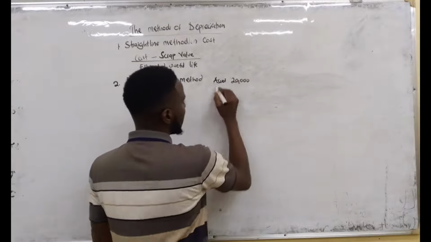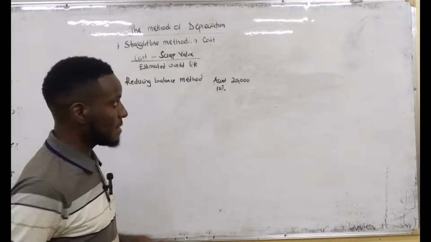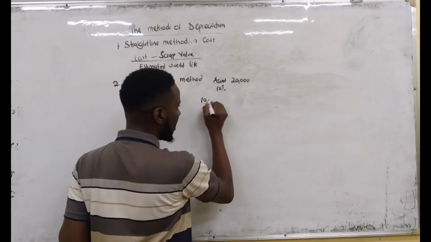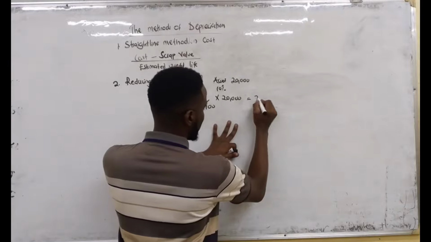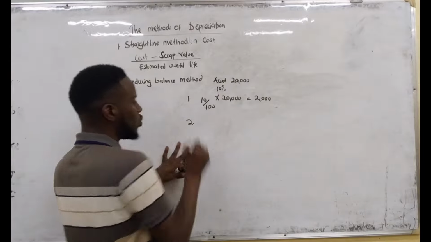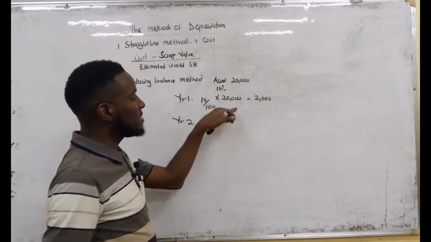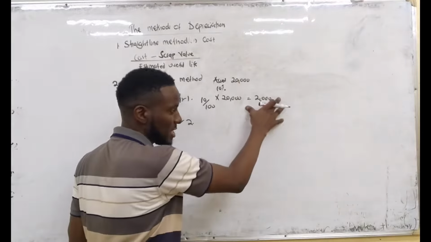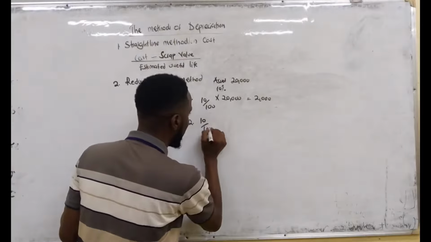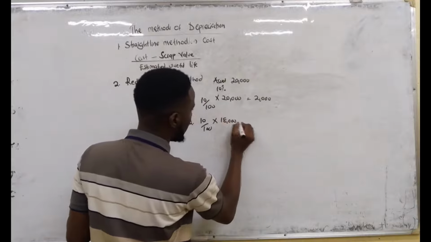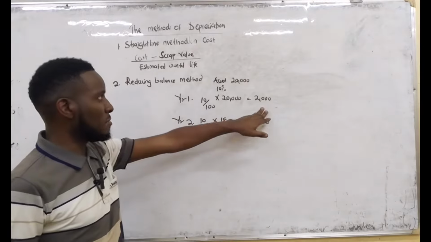20,000, that's the cost. Then you say depreciate this asset at 10% per annum. Meaning, in the very first year, in year one, it will be 10 out of 100 times 20,000, giving you 2,000. But then in year two, it believes that since this asset has already depreciated, the cost of the asset is not going to be the same. So it will be 10 out of 100 times the 18,000, giving you 1,800.